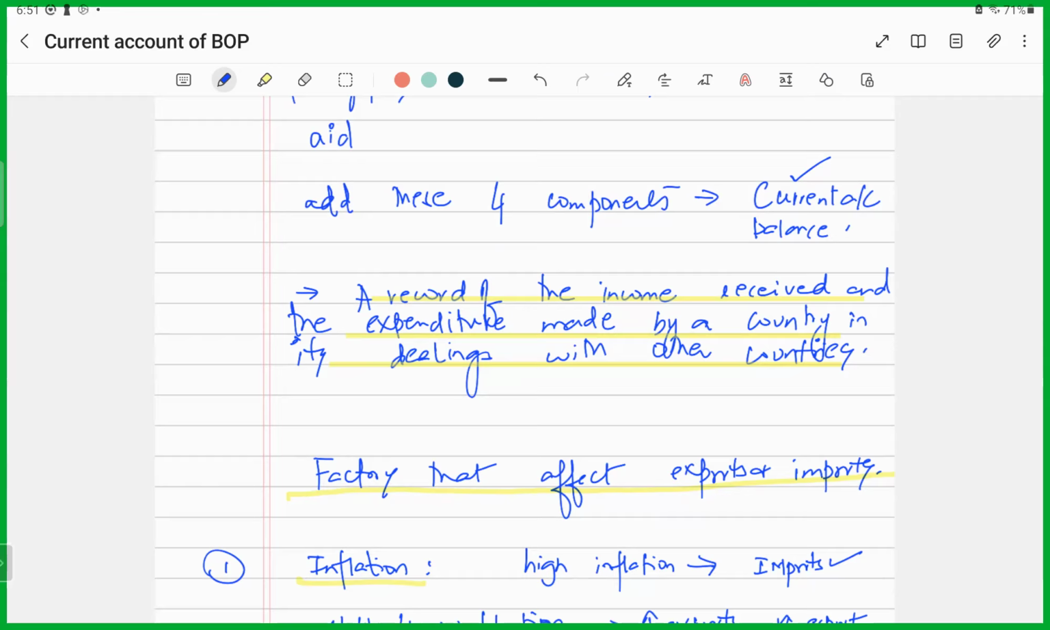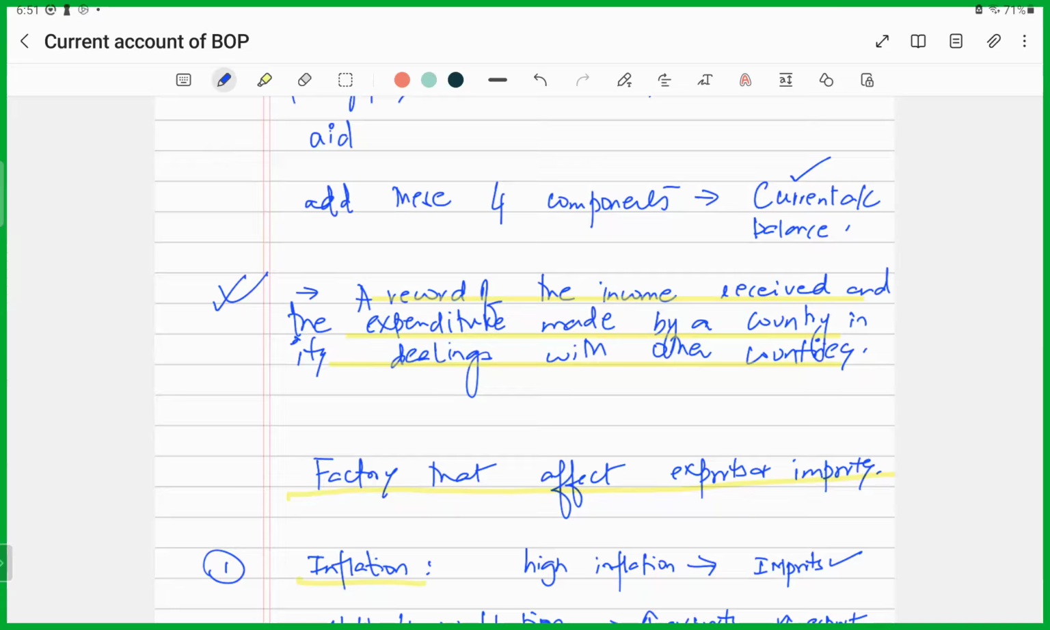So, finally, how would we define a current account balance? It's a record of all the income received and the expenditure made by a country in its dealing with other countries. Now, a question which arises is, what are the factors that might be affecting exports and imports, or what are the factors that bring in changes in imports and exports?